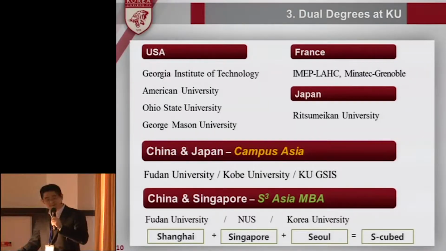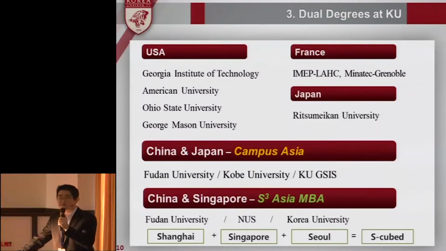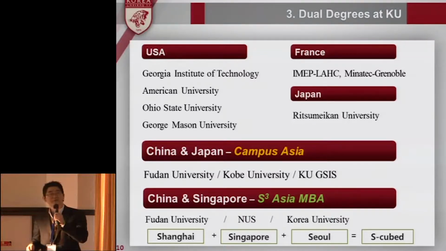One of the advanced types of international collaboration can be dual degree programs, since they require a lot of effort to establish. Out of 560 bilateral agreements, KU still has fewer than 10 dual degree programs. I know that it's being developed a lot, but so far this is what we have.